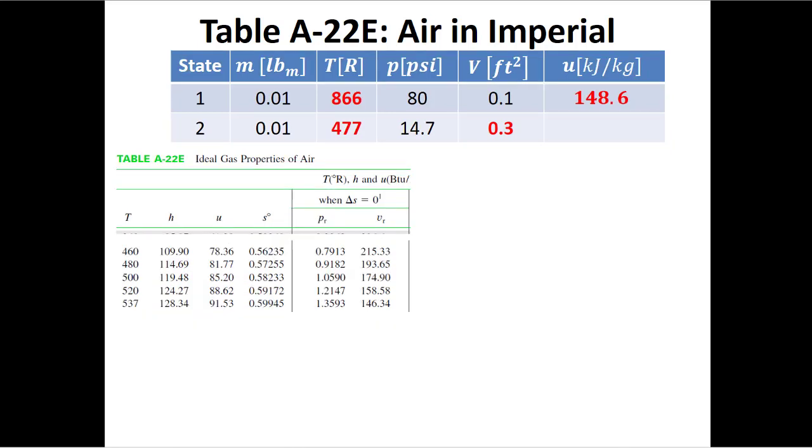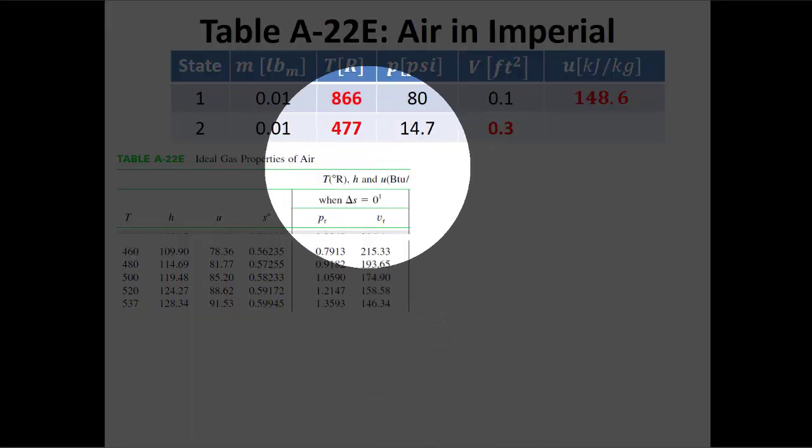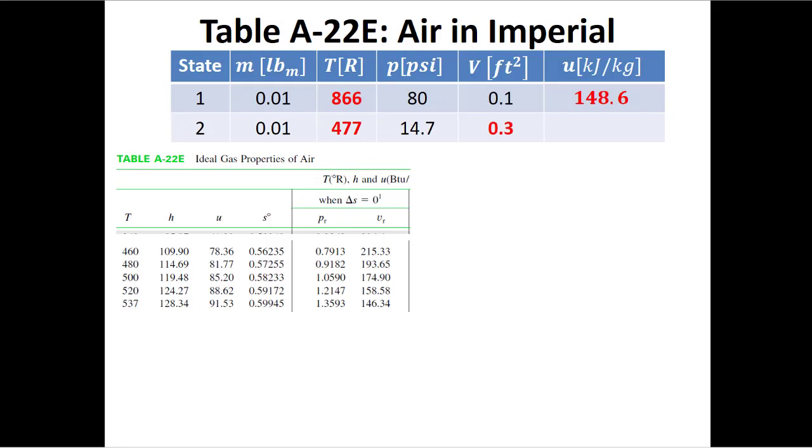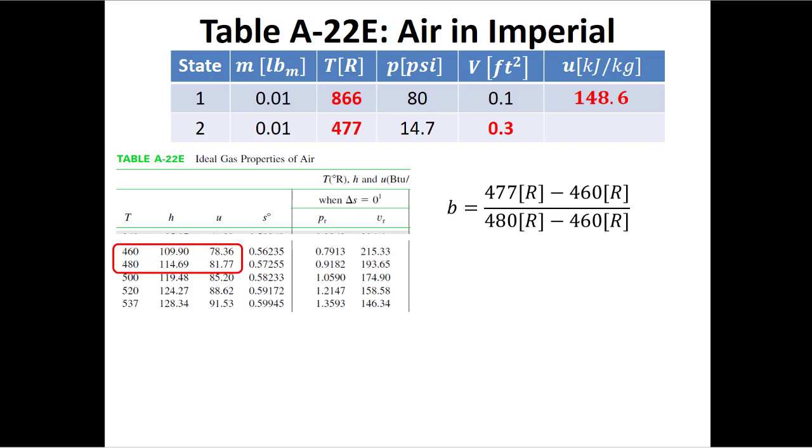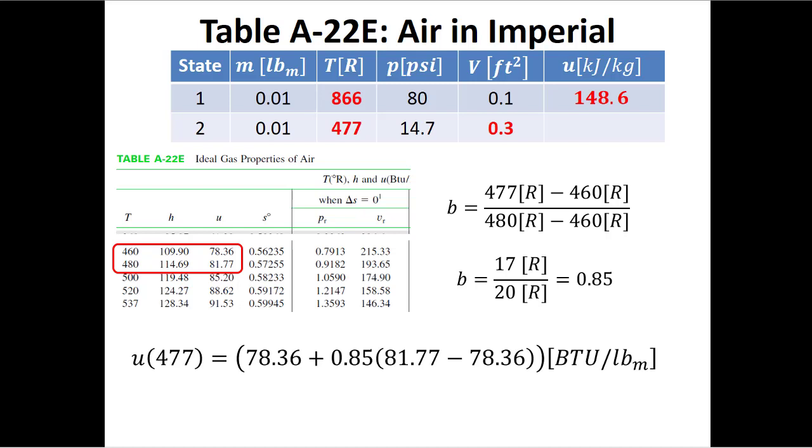Now I want to find specific internal energy of state 2. I'm going to do the same process, but now my temperature is 477 degrees. So I look here, 477 is between 460 and 480. I'm going to use a different interpolation factor, B, and that interpolation factor is 17 over 20, or 0.85. I put that into my expression for the specific internal energy as I'm interpolating with this factor B, and I find that U2 at 477 degrees is 82.37.